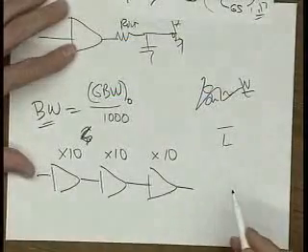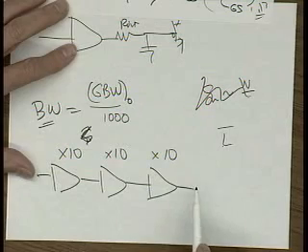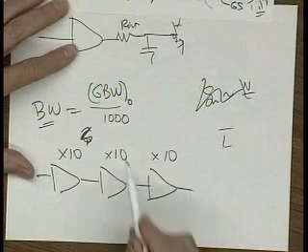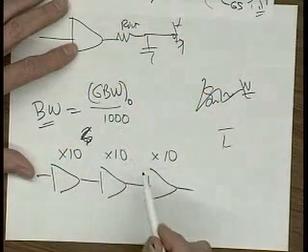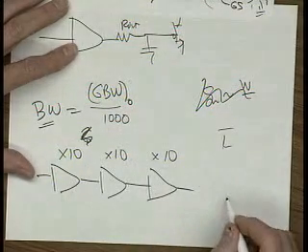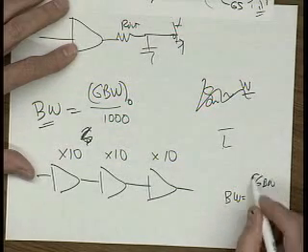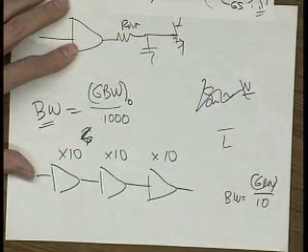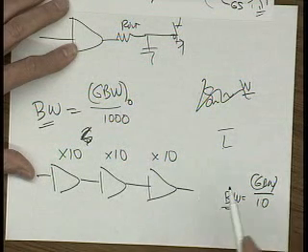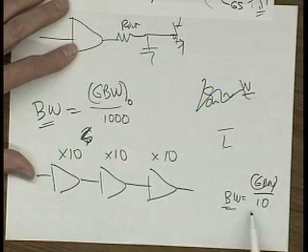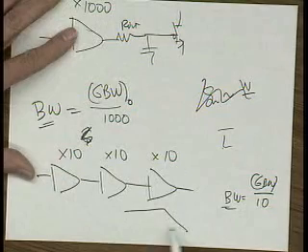So times 10. So let's do 3 stages of times 10. Okay. And what happens is that the bandwidth now is going to be equal to the gain bandwidth product number we had divided by 10. So you can see now that the bandwidth is basically going to be 100 times higher than the bandwidth here. Now we have 3 of those in a row.